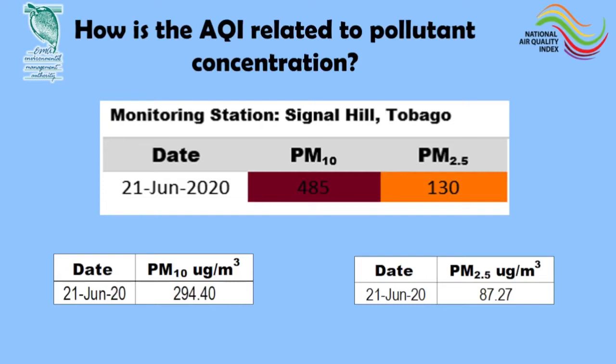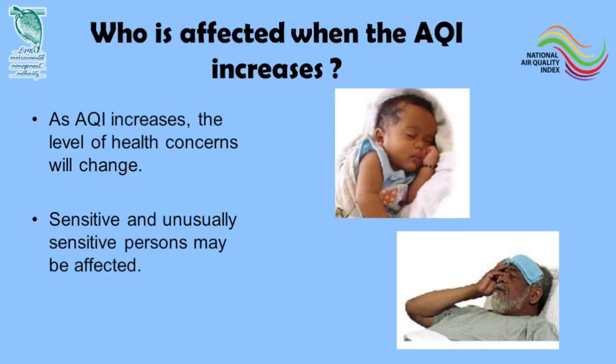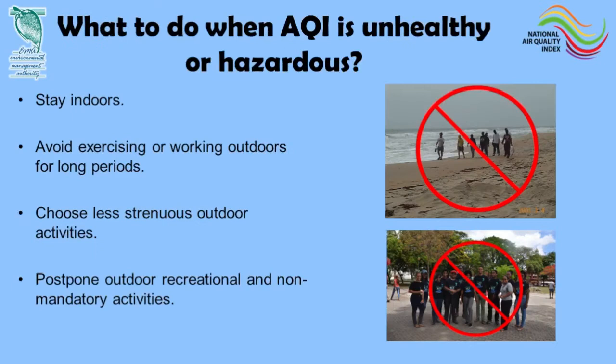As the AQI increases, the level of health concerns will change. The higher the AQI, the greater the level of health concern. Sensitive and unusually sensitive persons may be affected, for example, babies, the elderly, and persons with pre-existing health conditions, for example, persons with respiratory ailments. If you see that the AQI is unhealthy or hazardous, stay indoors. Avoid exercising or working outdoors for long periods. Choose less strenuous outdoor activities. Postpone outdoor recreational and non-mandatory activities.